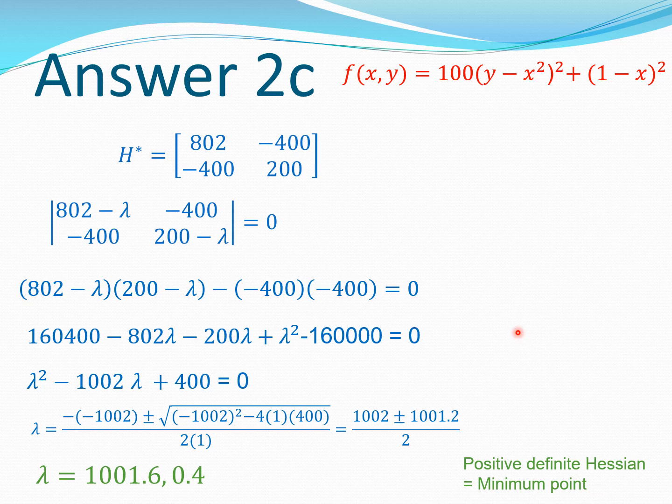Now this is something which is very important. Remember that whenever a matrix has all positive eigenvalues, then it's a positive definite Hessian.